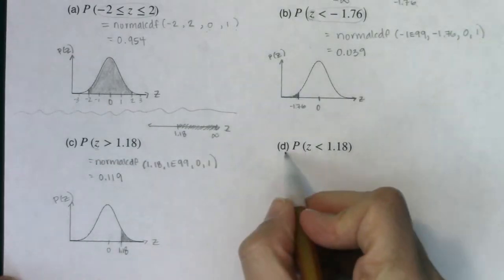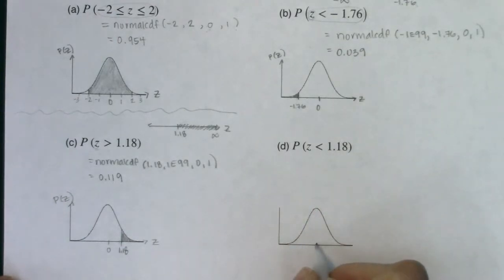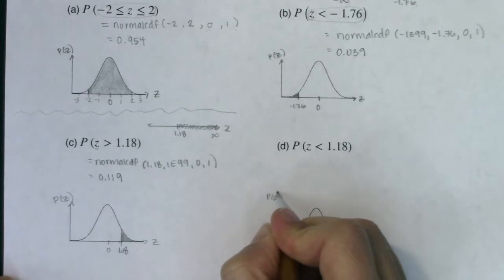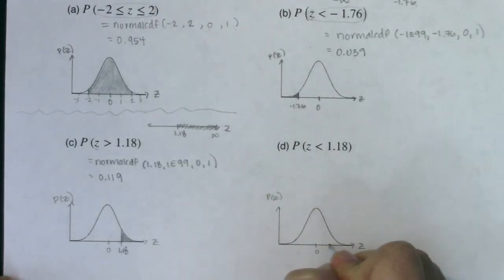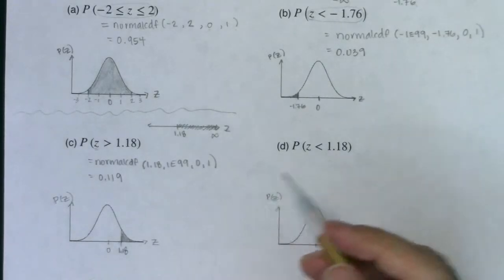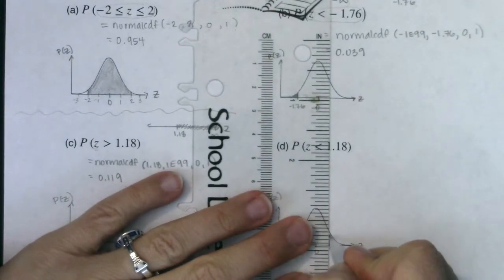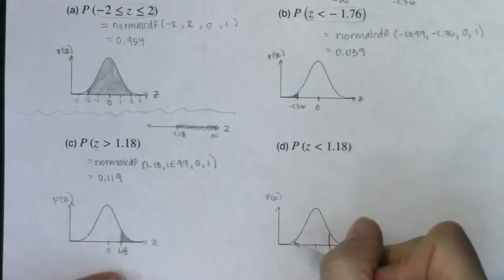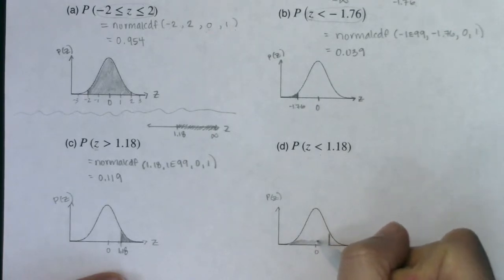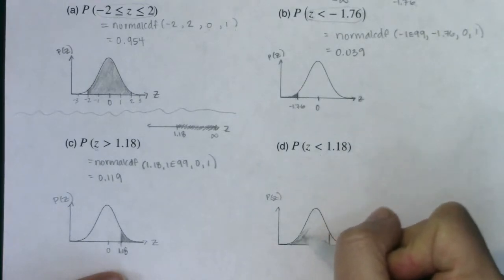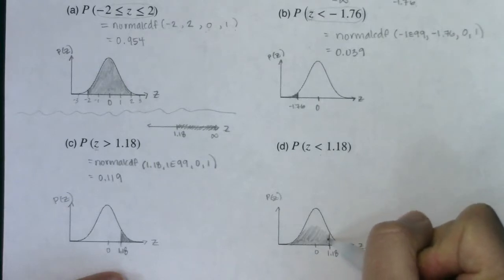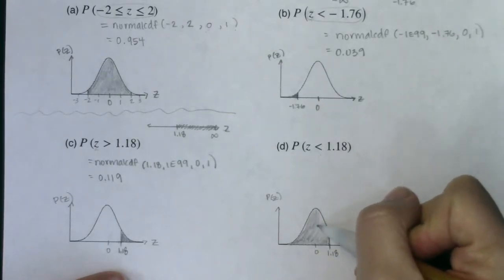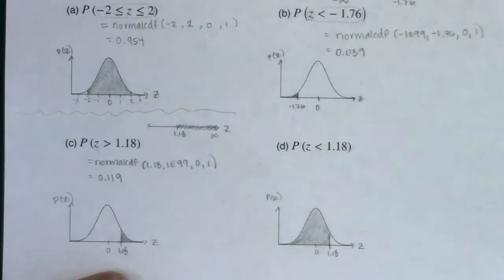All right, let's try D. For part D, I've still got the 1.18. I see the z-score, so let me scale and label my axes. I'm going right around that 1.18, hopefully close to what I drew in part C, but I'm going by hand, so I'm not perfect. This time I would like to go to the left, less than. Looking at that, it looks to me like about 90% of my graph. That's a good chunk. It's not as much as this, but it's a pretty sizable chunk.